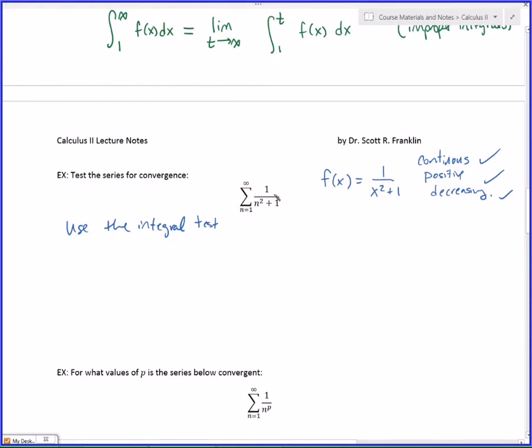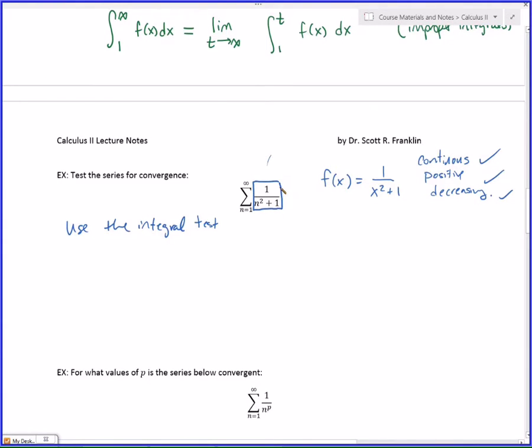But again, maybe you're mixing up in your head the test for divergence with the integral test. Right? The test for divergence says, look just at this, ignore the sum, and say, does that go to 0?